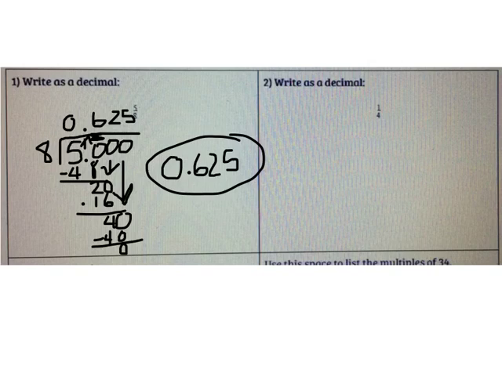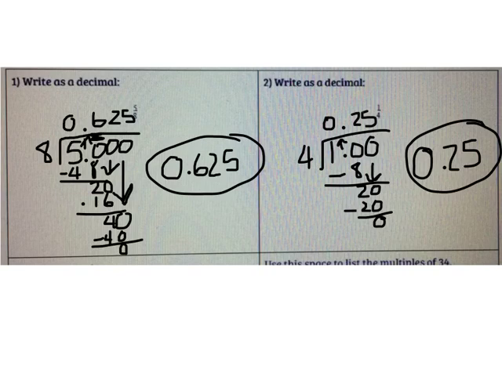Now you try one. Write 1/4 as a decimal. Divide 1 divided by 4. The correct answer is 25 hundredths. Take a moment to check your work with mine.